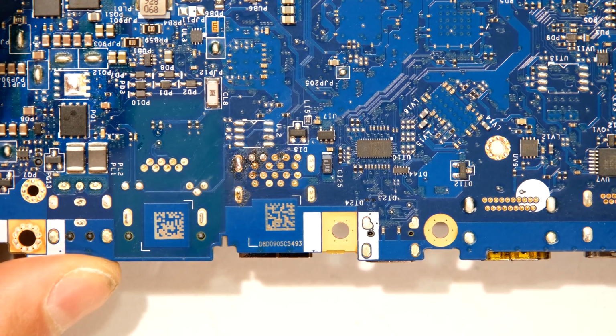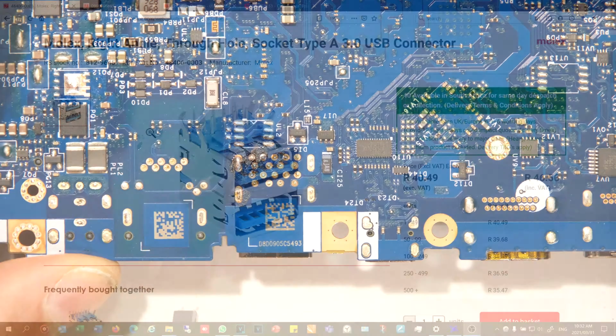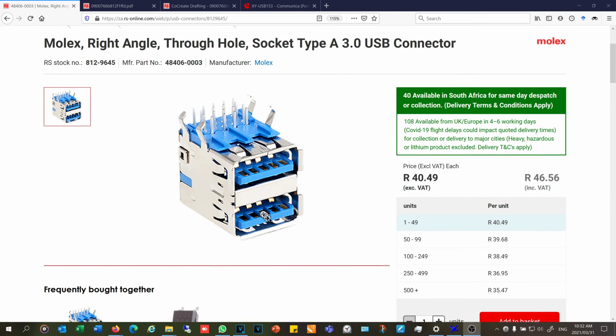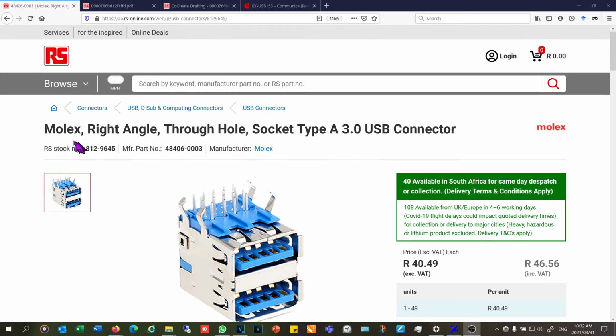Then you could swap out the USB socket. Right, the USB 3 connector that I located, which I think is the correct replacement part, is a Molex right angle through hole socket type A 3.0 USB connector. I found it on RS's catalog. So you can search for rsonline.com. Don't worry about the ZA, that's just because of the country that I'm in.